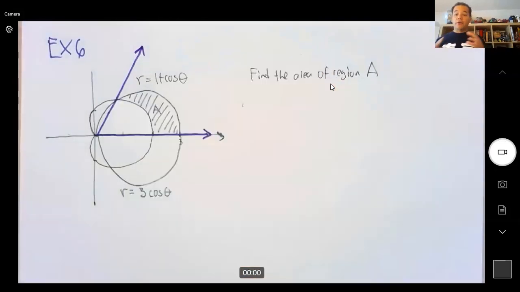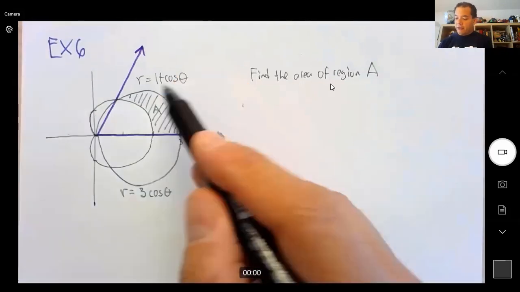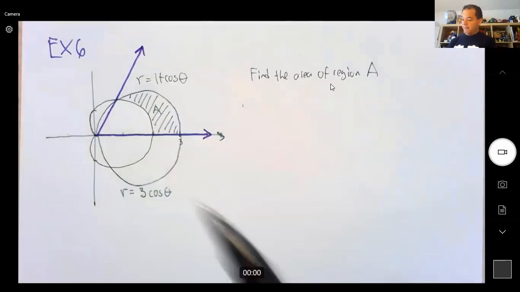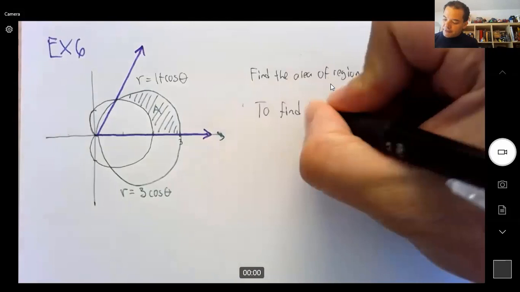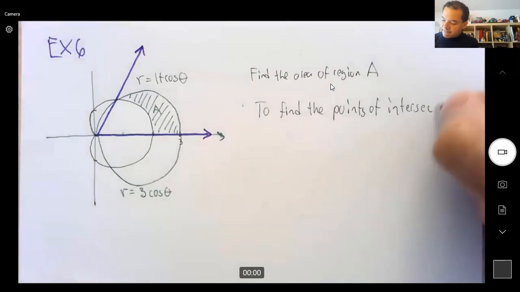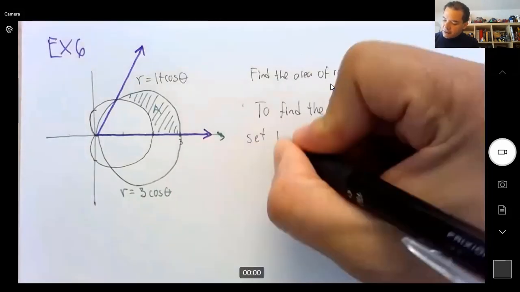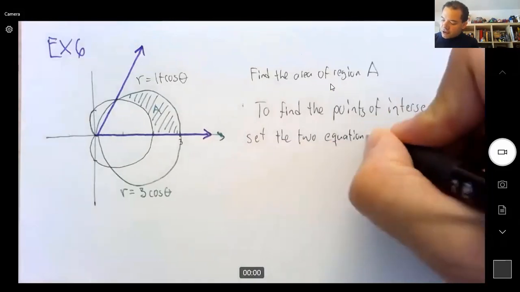And to figure out where two curves intersect, you do the same thing you do with regular rectangular coordinates. You just figure out an equation. So this point should satisfy both equations. So the way to find out the angle is to set these equal to each other. So to find the points of intersection, set the two equations equal to each other.